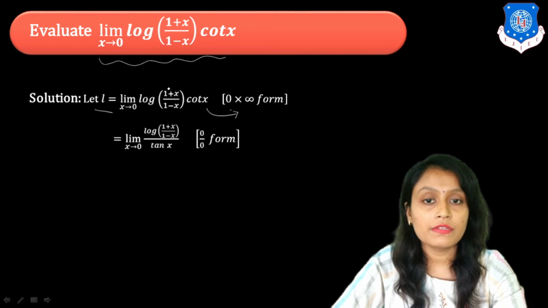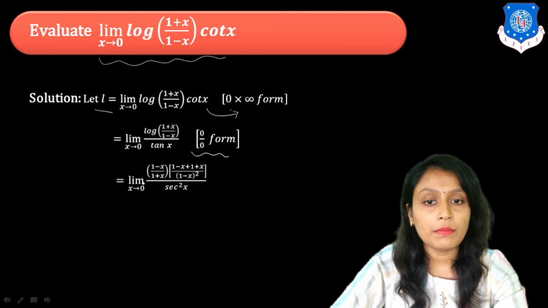Why? Because log we will keep always in numerator. So we know 1 upon cot x is tan x, so here we have tan x. Now if you substitute x is equal to 0, you will get log 1, that is 0, and tan 0 is 0, so 0 by 0 form. So we will apply L'Hopital's rule.